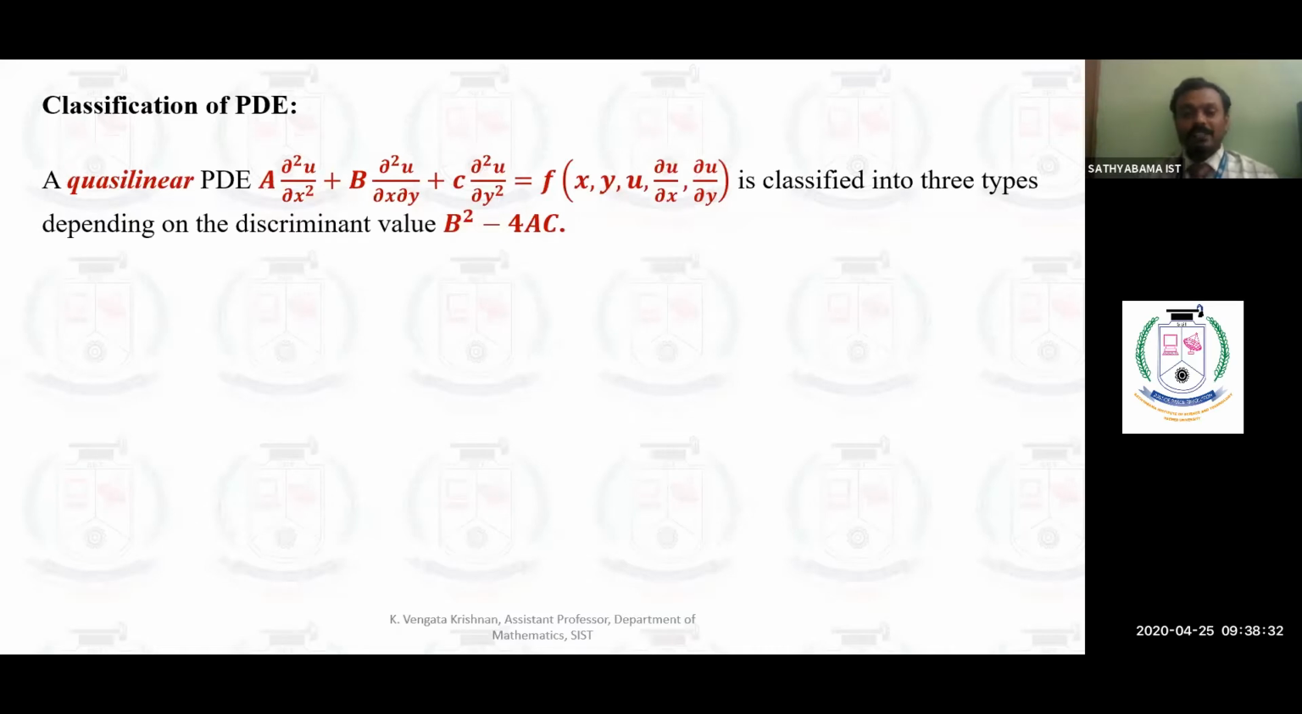We can classify these quasi-linear partial differential equations based on their discriminant value. The discriminant value is given by the coefficients of ∂²u/∂x², ∂²u/∂x∂y, ∂²u/∂y², and it is b² − 4ac. Depending on the value of b² − 4ac, we can classify the given quasi-linear partial differential equation.